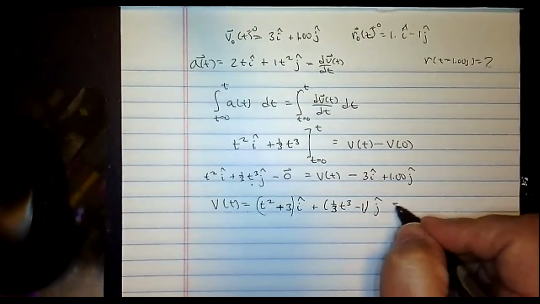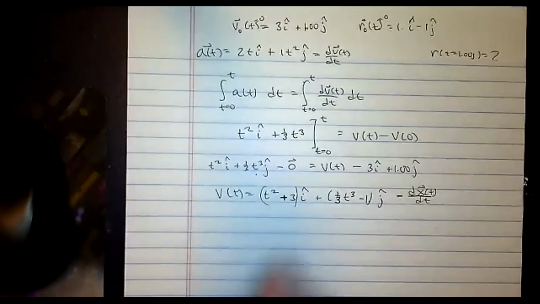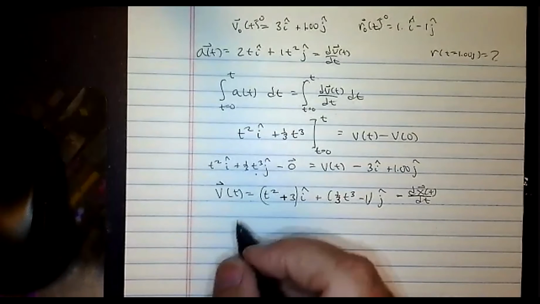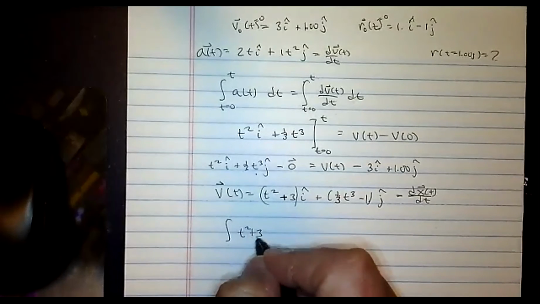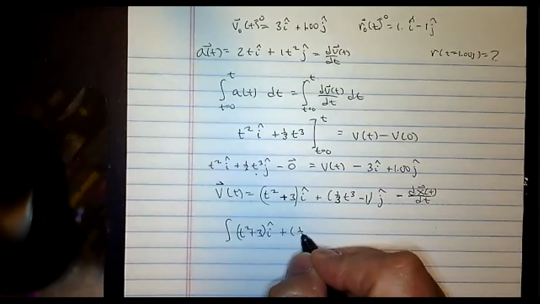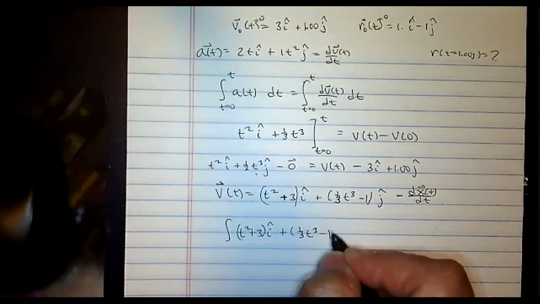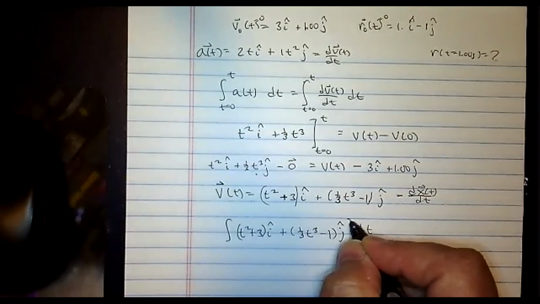Now that is equal to dx of t over dt, and it is a vector. So now we can integrate this just like we did before. So I'm going to integrate t squared plus 3 i hat plus 1/3 t cubed minus 1 j hat. That's all going to be integrated with respect to t.